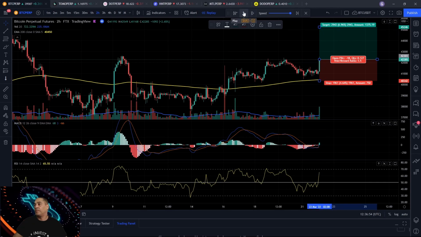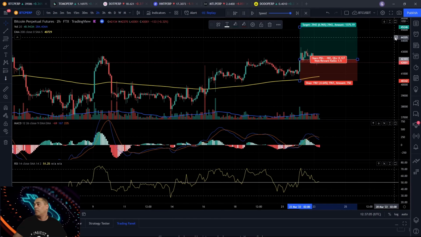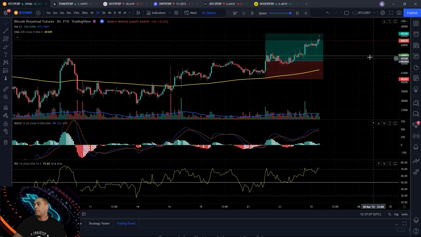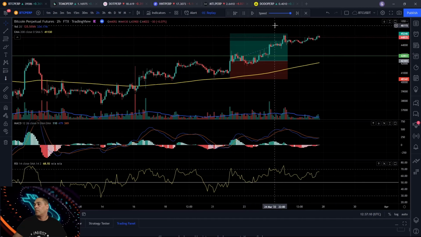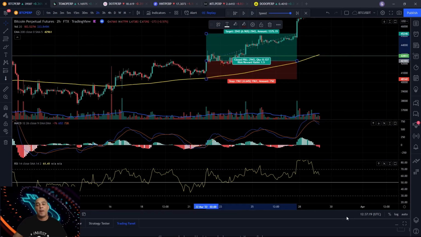Let's see what happens. And that was a successful trade based on the three conditions we need in place: that price is trading above the 200 EMA, we received a bullish crossover on our MACD, and price was trading above the 50 line on the RSI. So let's look for a short opportunity.